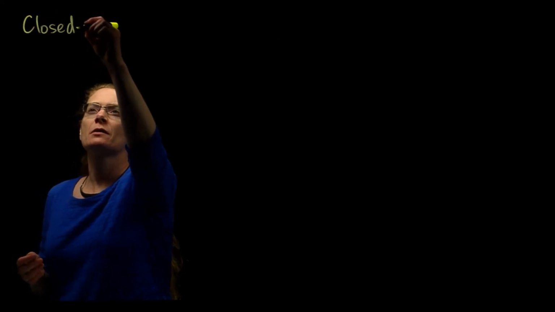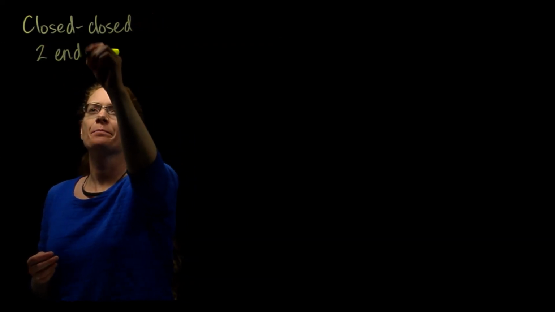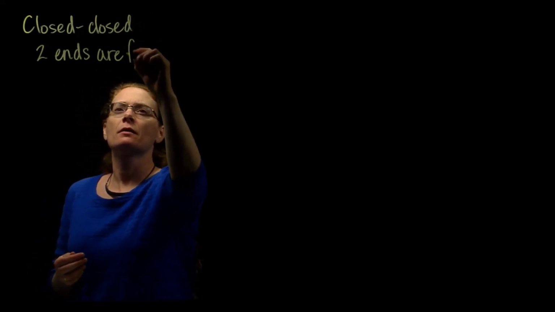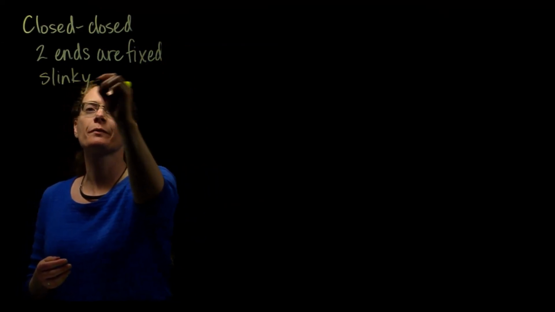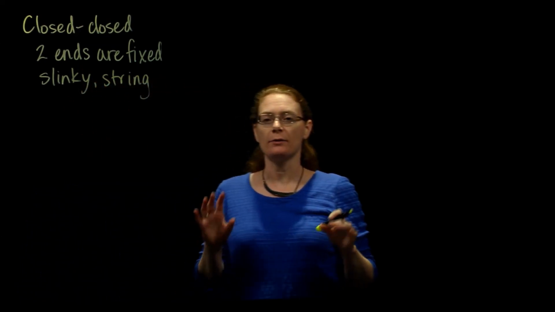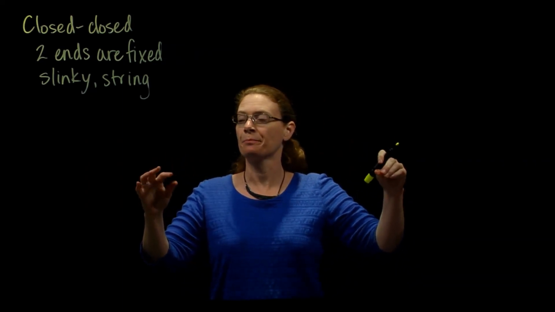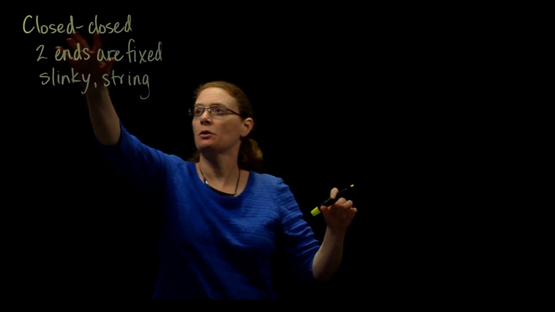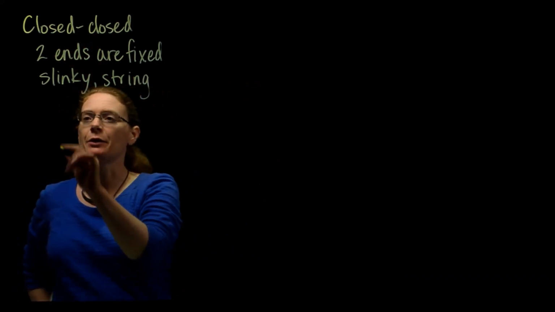So the first one we're going to deal with is a closed system. Closed means the two ends are fixed. And this is something where we'd have a slinky or a string. We're going to have a pattern of standing waves on something where the two ends are fixed. When you're shaking your slinky, this is what you have, a closed system. So strings and slinkies are always closed for everything that we're going to do.